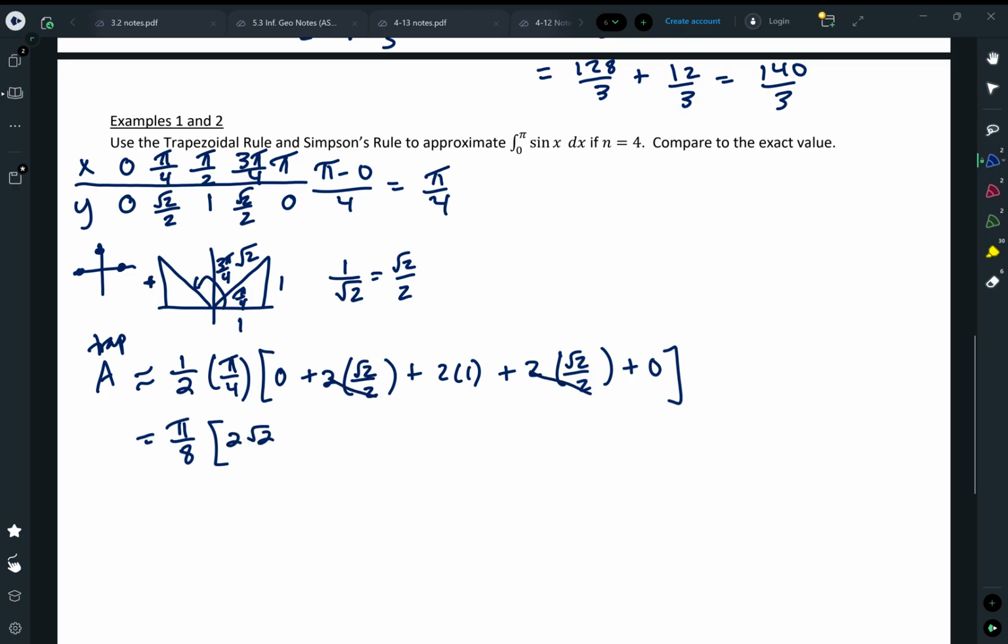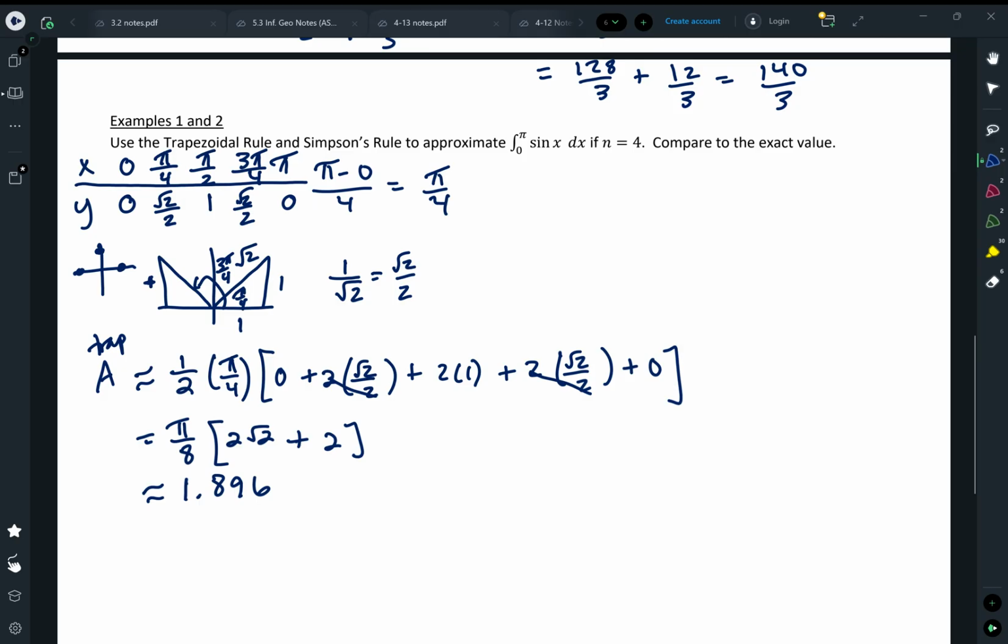So 2 radical 2 plus 2. I could absolutely factor out a 2 and reduce this, but because we're comparing answers, it's going to make more sense to have a decimal here. So when we go through and multiply this out, we get the decimal. We have 1.896. And really, we're adding and multiplying, right? I should be saying that correctly.